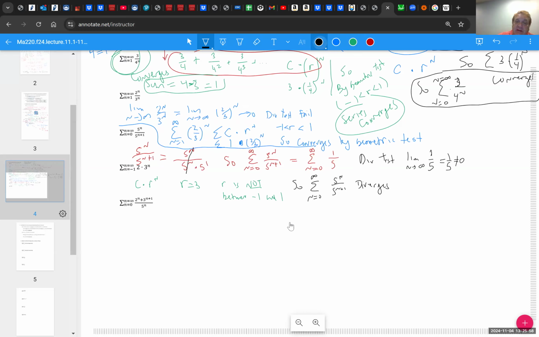So let me put a little line here so it becomes a little clearer what I'm doing. In this particular situation, r is 3. r is not between -1 and 1. So we immediately know that this series, the one we're analyzing, 2 times 3 to the n, diverges. And that diverges by essentially the geometric test, or you could also argue it by the divergence test, either one.